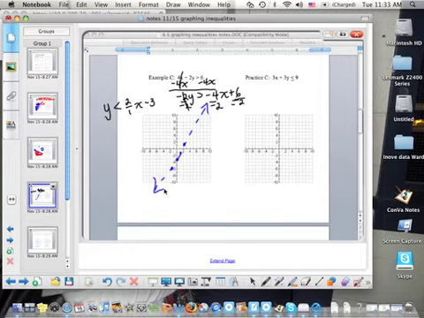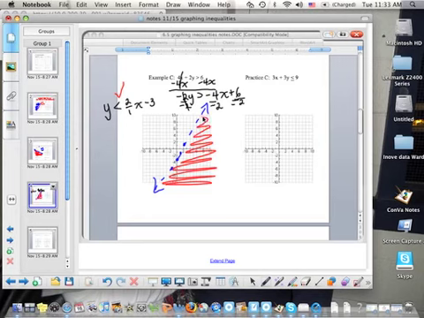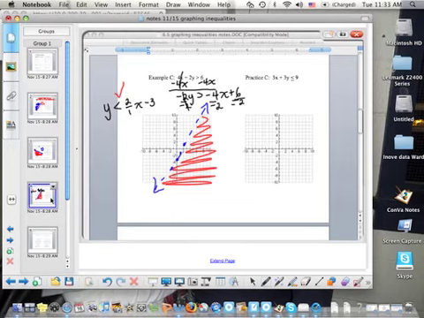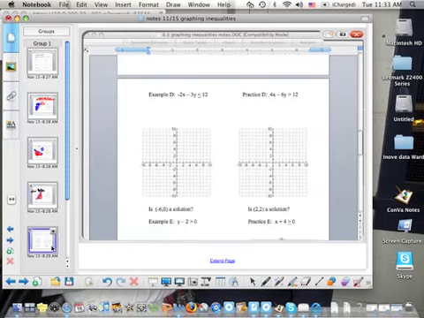And then my shading now is going to be below, because since I have a less than symbol, all my shade would go below the line. Okay, example D. Again, I have to solve this one, but it's also going to ask me about a solution. We stated a minute ago that the solutions to an inequality were a dot that falls either on the line or in the shaded area.